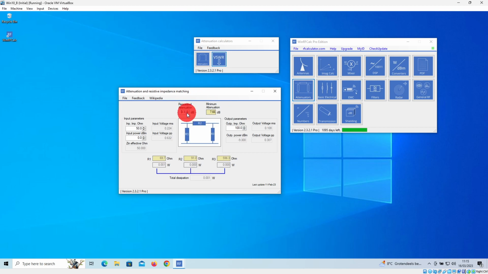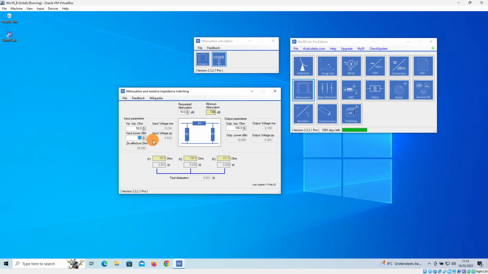Now let's say we reduce this one to, for example, 5.8 dB, which is less than the minimum required attenuation. A warning is given: your attenuation level is lower than the minimum required attenuation. So let's go back here to 10 dB.